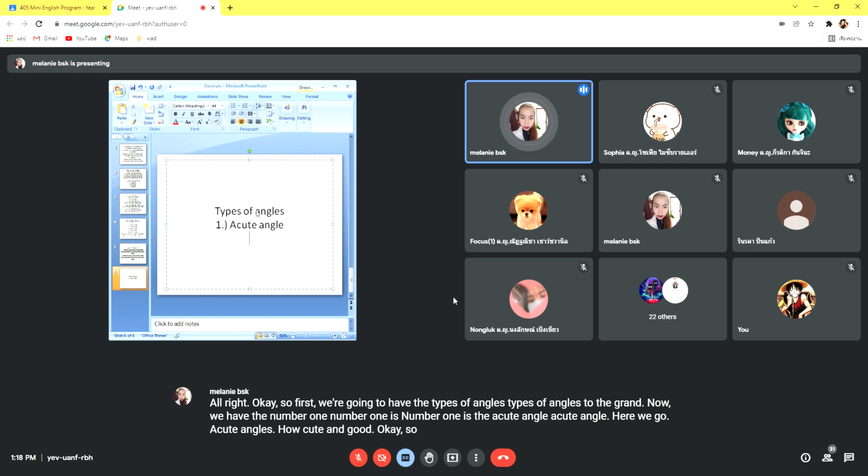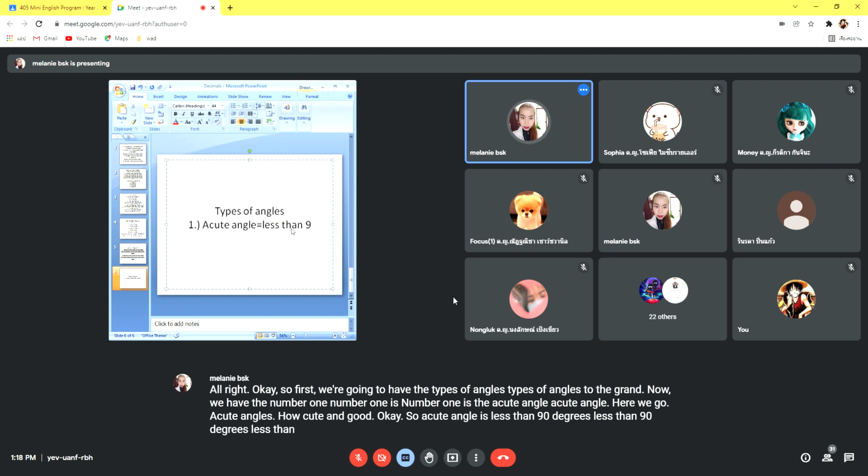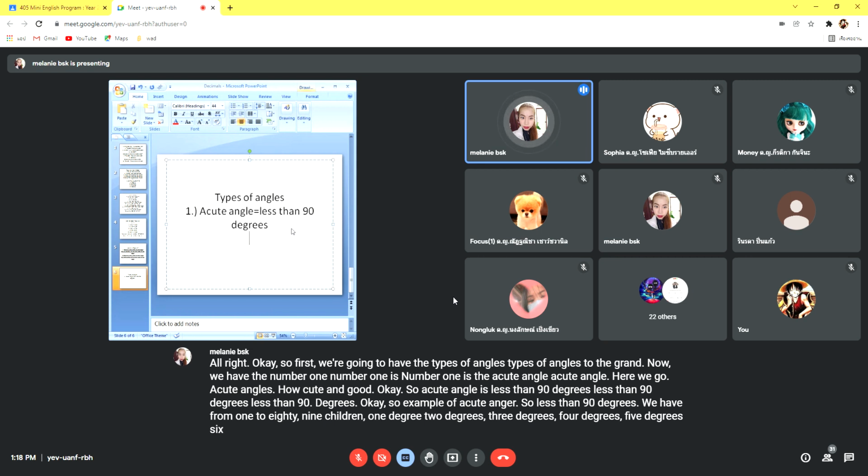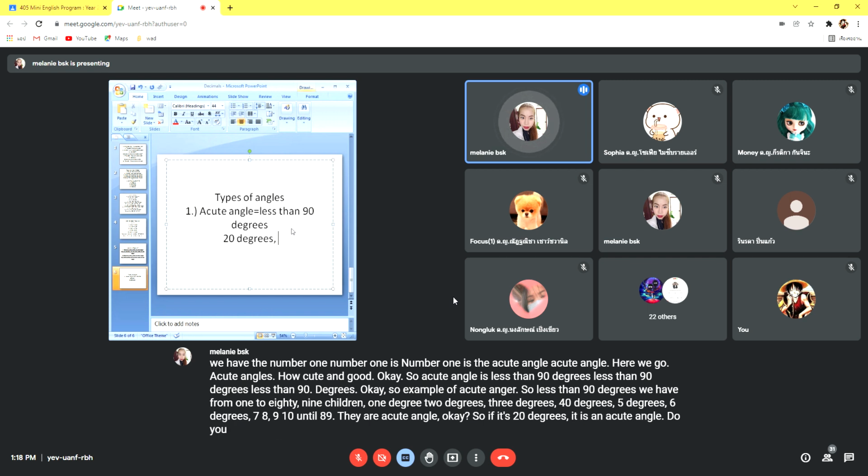Acute angle is less than 90 degrees. Less than 90 degrees. Example of acute angle: less than 90 degrees, we have from 1 to 89, children. 1 degree, 2 degrees, 3 degrees, 4, 5, 6, 7, 8, 9, 10, until 89. They are acute angles. If it's 20 degrees, it is an acute angle. Do you understand, children? Can you follow?